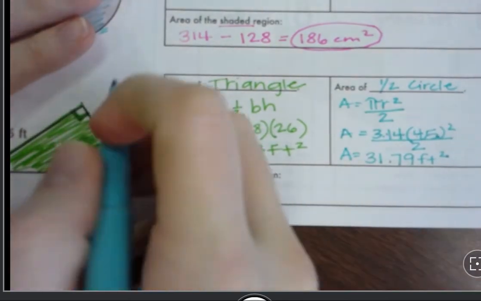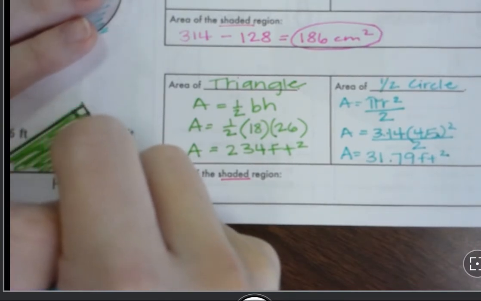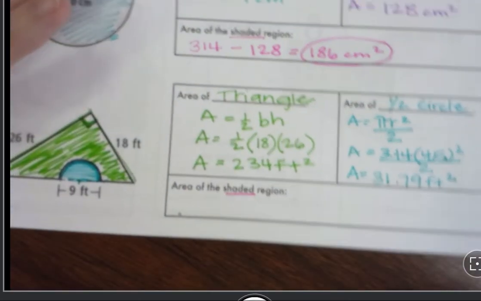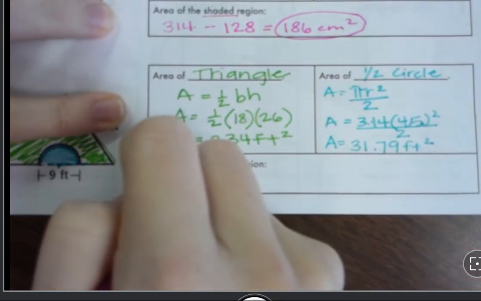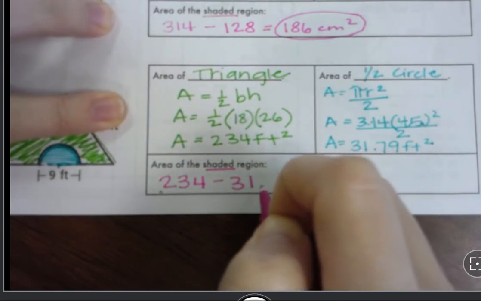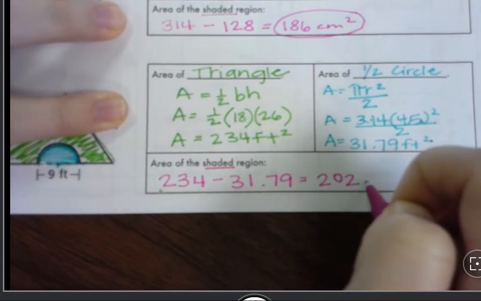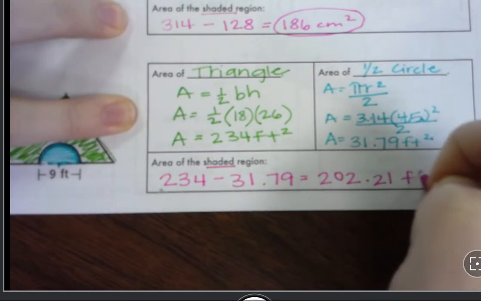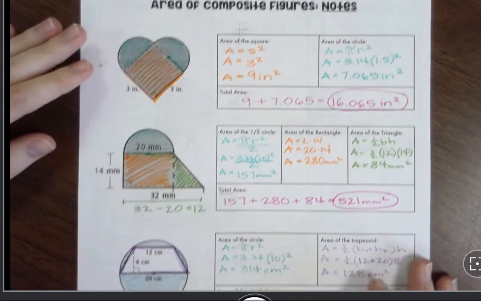So coming to my shaded region area, the only shaded portion is the green. The blue circle, the circle I really should have done an outline because it's a cutout. And so I'm cutting out that half circle, so I am subtracting it. So I'll have 234 minus the 31.79, and I get 202.21 feet squared. And that, my friends, is how you find the area of composite figures.